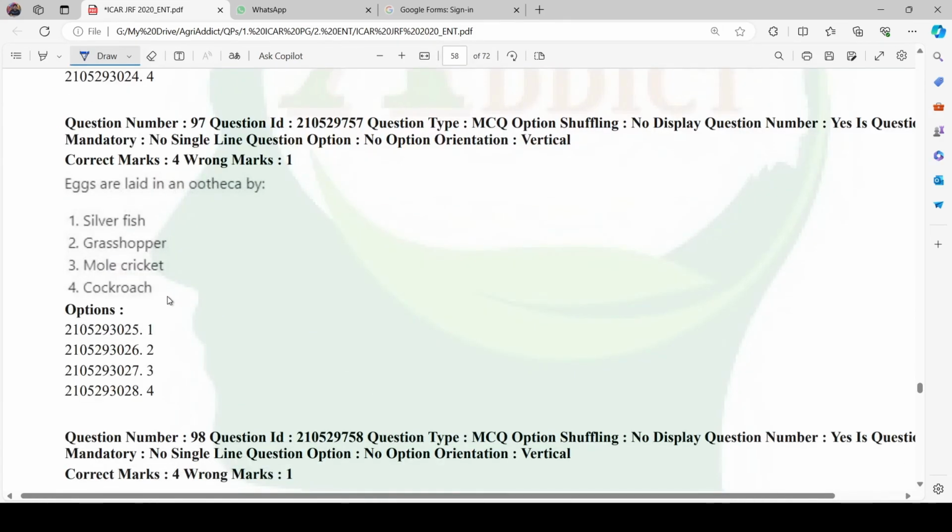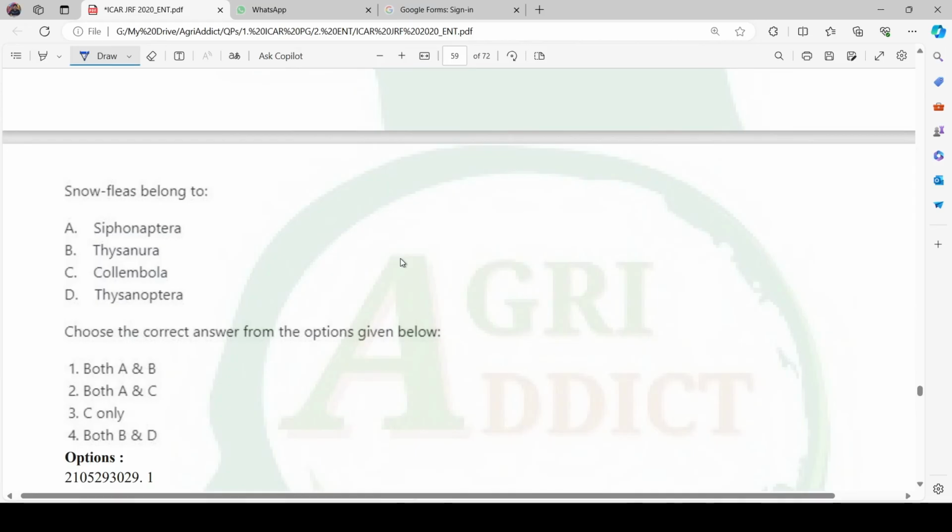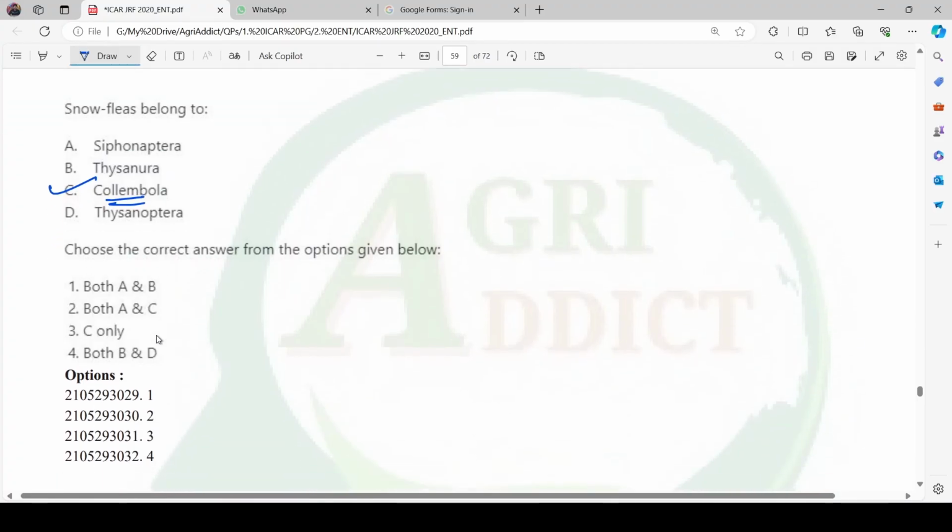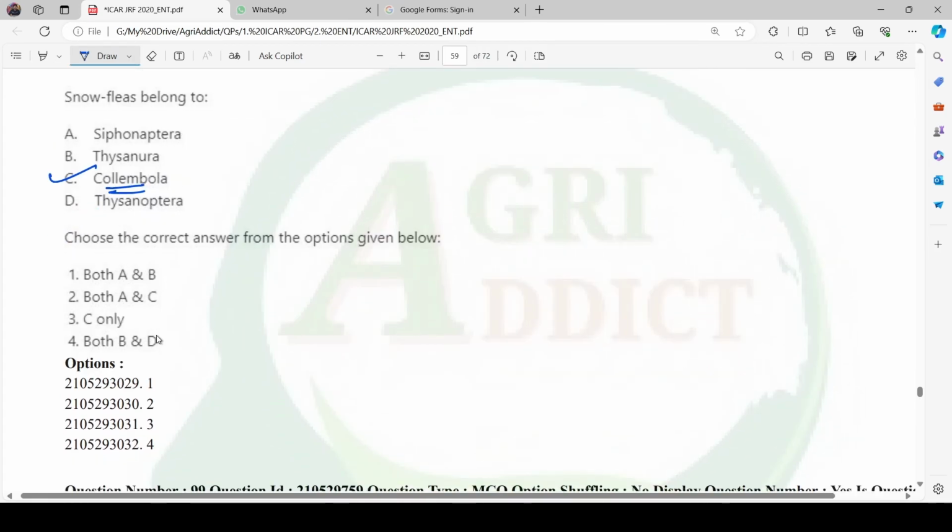Eggs are laid in an ootheca by cockroach. Mainly 16 eggs are laid in 2 rows, so in each row 8 eggs are there. Next question is, snow fleas belong to, a direct question from taxonomy. Snow fleas are Collembola or the springtails. So you should remember the other names along with the main name of the insect orders from the Insecta book. Okay. Just remember all the other names. Synonyms are very important for the JRF examination. You are seeing this type of examples. So here option 3, that is C only, is the correct answer.